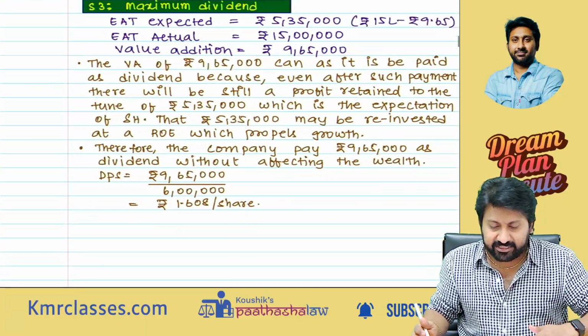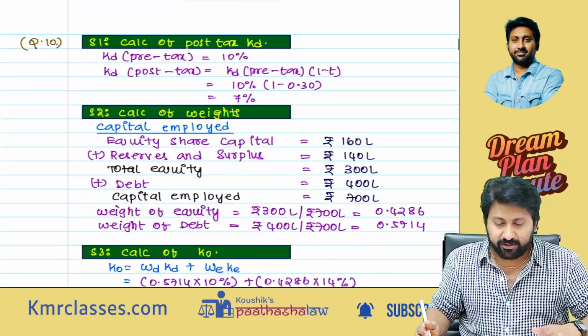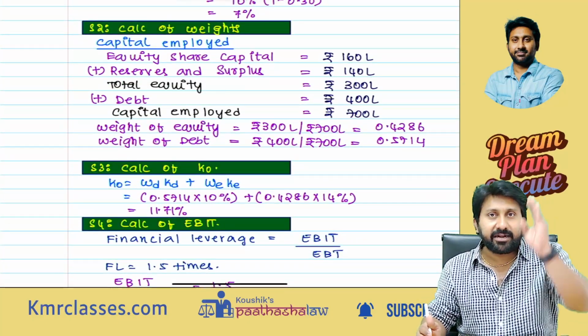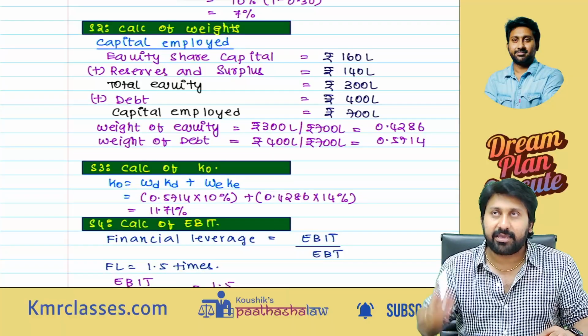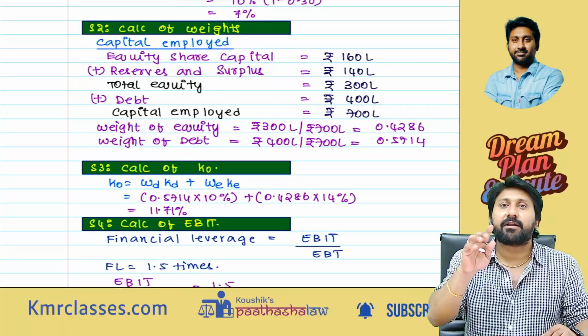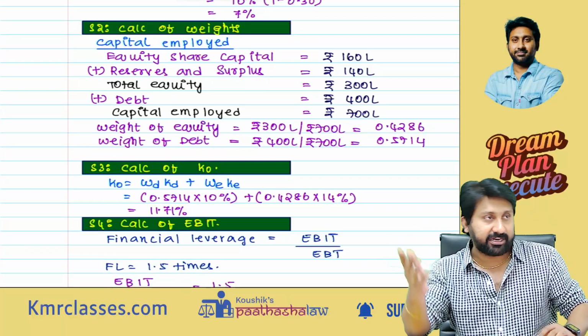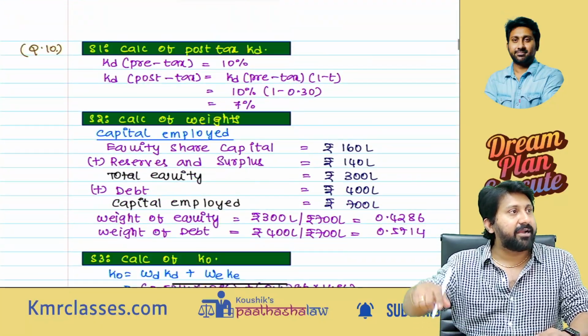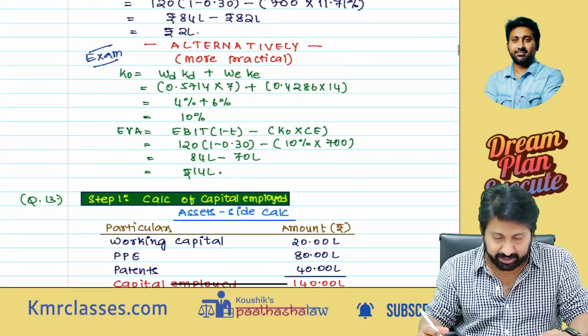Sometimes through financial leverage you have to calculate. Financial leverage means what? EBIT divided by EBT, or EBIT divided by EBIT minus interest. Like this we have to calculate. Then EBIT will come, and the remaining things will come in place automatically.